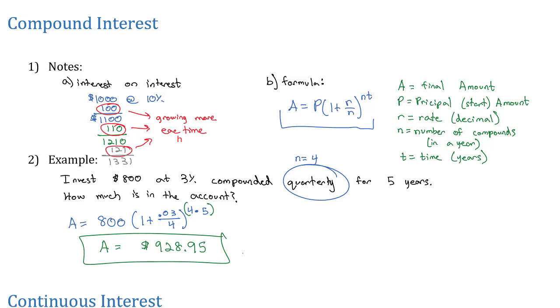That's for compounded quarterly. You could also have it compounded monthly, which would be 12 times a year. You could compound weekly, which would be 52 times per year. You can even compound daily, 365 times per year. In fact, it's possible to compound an infinite number of times, and that's going to be the subject of our next video.